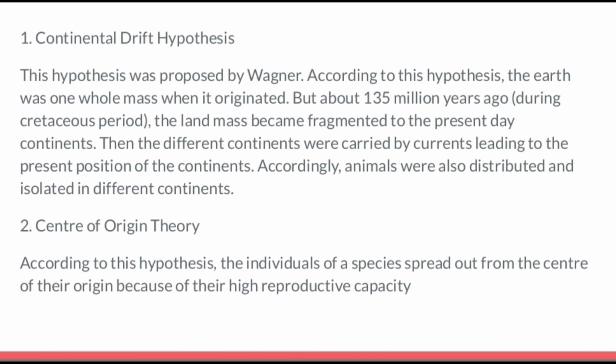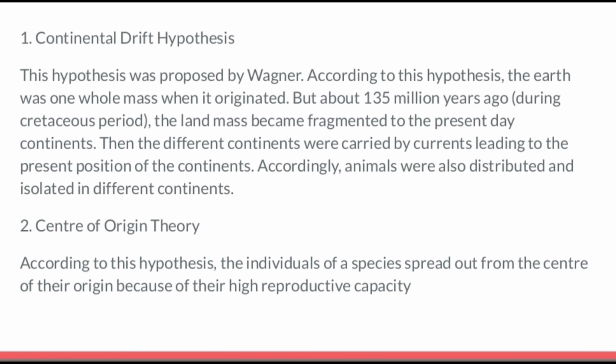According to this hypothesis, the Earth was one whole mass when it originated, but about 135 million years ago, the landmass became fragmented to the present day continents. Then the different continents were carried by currents, leading to the present position of the continents. Accordingly, animals were also distributed and isolated in different continents.